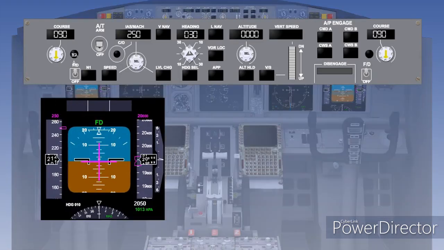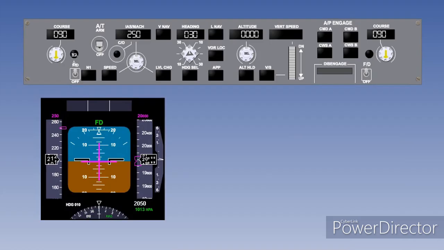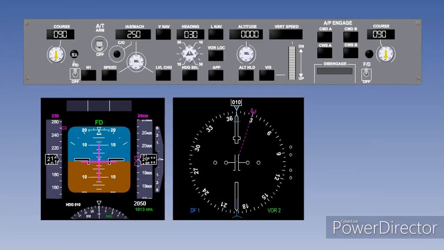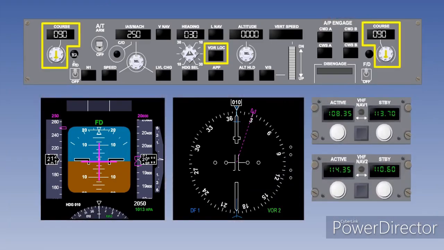To display the flight director information, we have the primary flight display and the navigation display. The only other piece of equipment we will look at briefly is the VOR navigation selectors, as they tune the required frequencies that the flight directors will follow when VOR lock is selected on the mode control panel and a course is set on the course selector knob.